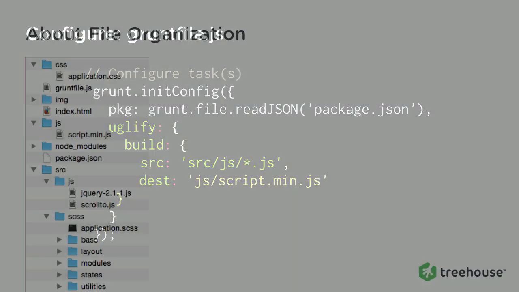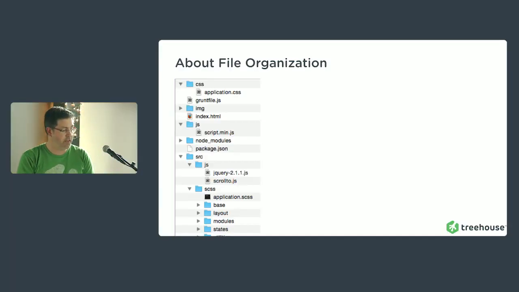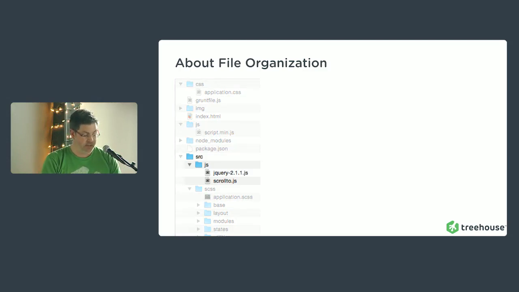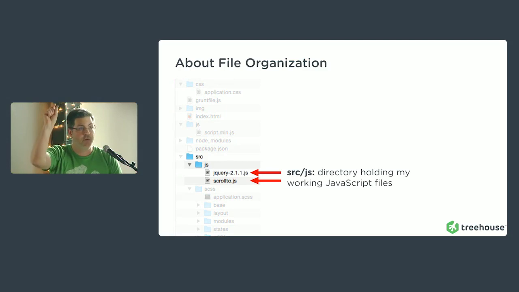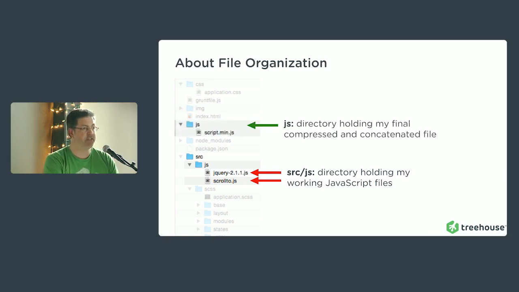What is this task saying? Well, let's talk a minute about the file organization. I showed you before at the beginning of this how we had this organized. But let's look at this. We have our source folder. Inside that we have our JavaScript folder. And inside that we have 2 JavaScript files. So this is the directory holding my working JavaScript files, the ones I'm going to edit as I'm doing development. Then we have this js folder, which is outside in our main directory for our project. And this is a directory that's going to hold my final compressed and concatenated file.